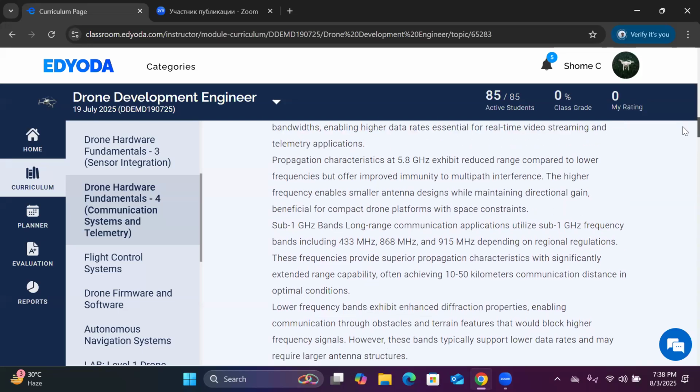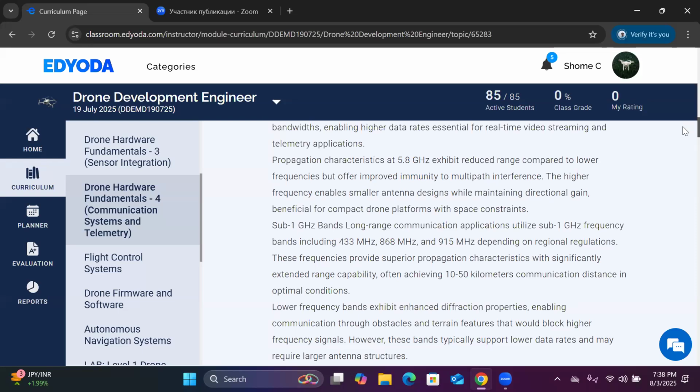Propagation characteristics at 5.8 GHz exhibit reduced range compared to lower frequencies, but offer improved immunity to multipath interference. The higher frequency enables smaller antenna designs while maintaining directional gain, beneficial for compact drone platforms with space constraints. Now, sub 1 GHz band, long range communication application utilize sub 1 GHz frequency band, including 433 MHz, 868 MHz, and 915 MHz, depending on regional regulations.